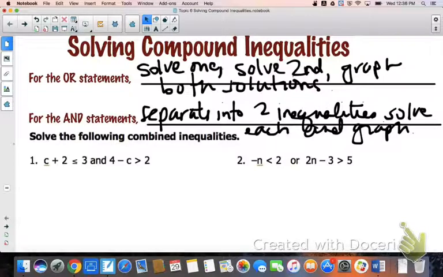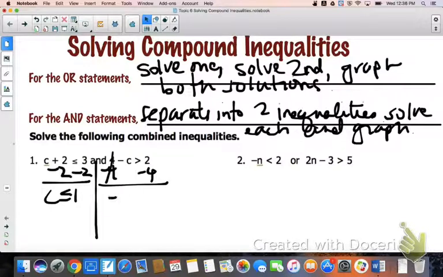Okay, so the first two. Number 1 is an and statement. That's just 2 of them, so this one you don't have to separate. It's already separated. So what I like to do is draw a line. We're going to solve the one on the left. To do that, we subtract 2. You get C is less than or equal to 1. Solve the one on the right. This one I'm going to minus the 4. So I get negative C is greater than negative 2. And now I have to divide by a negative 1. Remember, when you divide by a negative, we need to flip the inequality, so it becomes C is less than 2.